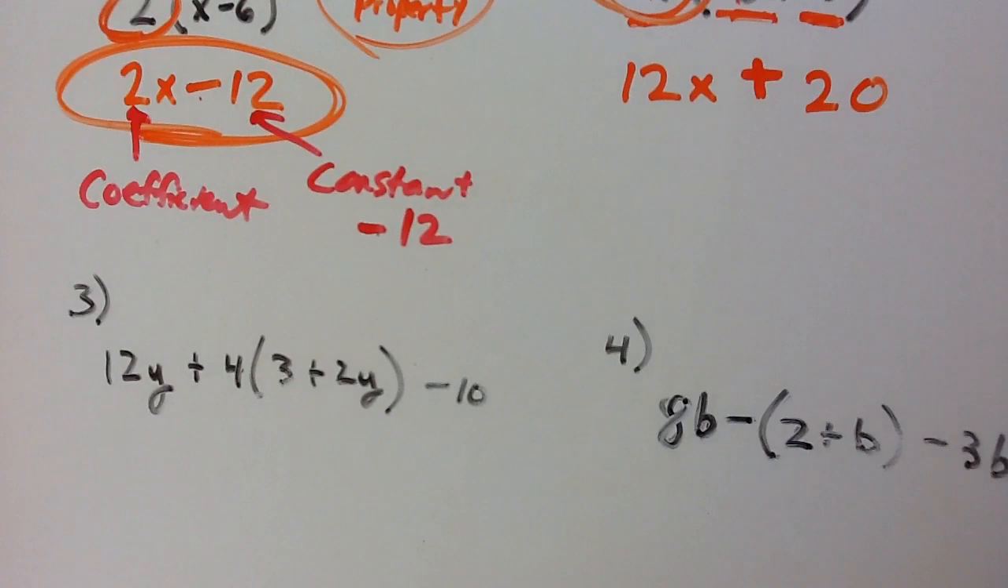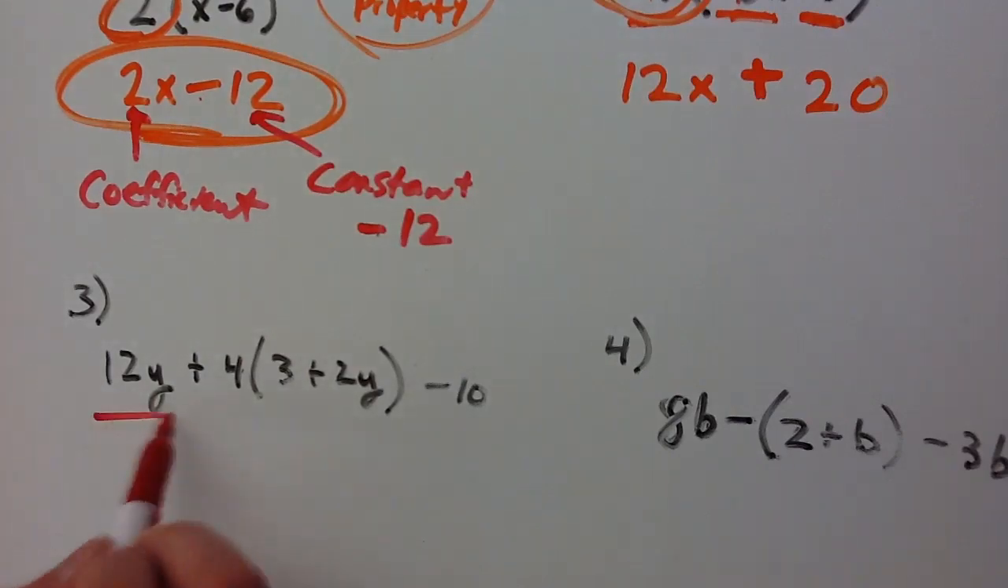Let's look at our next one. In number 3 here, I'm going to not only have to distribute, but then I'll have to combine like terms in order to simplify the expression. And so here I see parentheses, and to eliminate the parentheses, to get rid of the parentheses, I always distribute. To eliminate the parentheses, you distribute the number in front of the parentheses. In this case, 4. So I'm going to need to distribute 4.